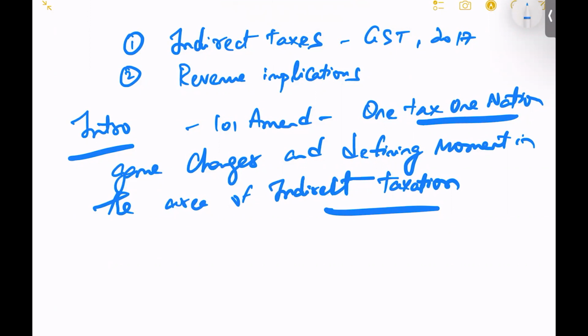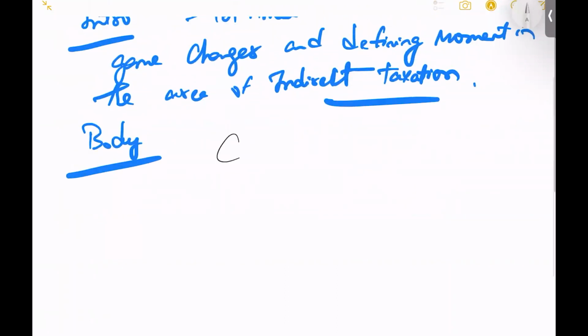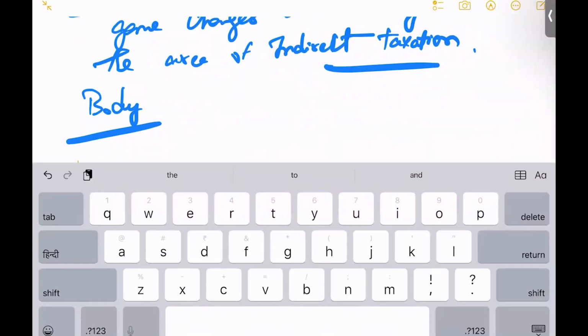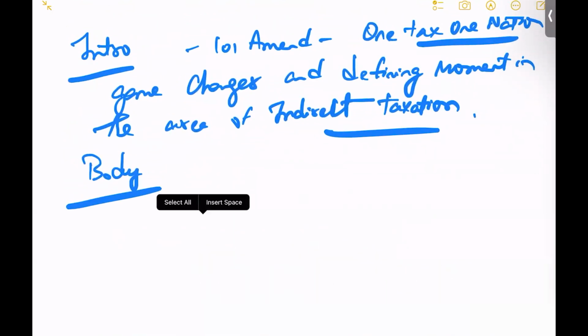And so what are the indirect taxes which are subsumed under GST? So for this, the better way of presenting is what are the central taxes which have been subsumed?